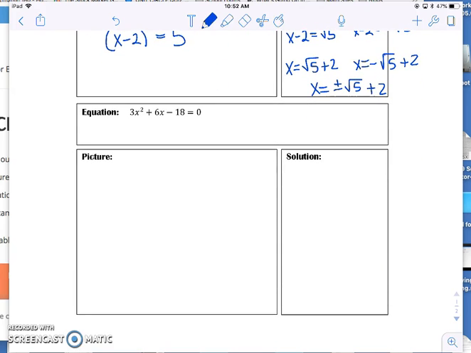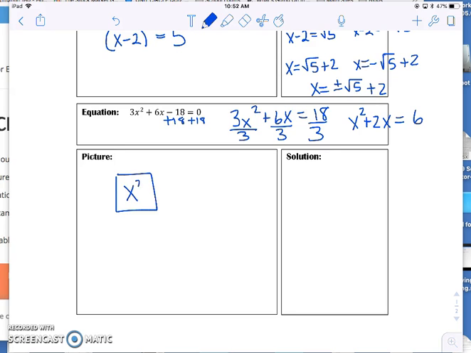So this next one here, in order to complete the square, we're going to have to add 18 because we just want the x's on one side. So we have 3x squared plus 6x equals 18. Well, now I'm going to divide everything by 3, and we have x squared plus 2x equals 6. So our picture, here's our x squared tile, and we have 2 x's, so 1x and 1x. This equals 6. So if we factor it, this is x and x plus 1 plus 1.